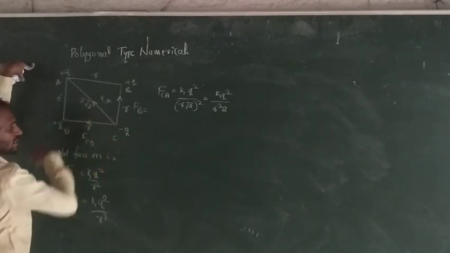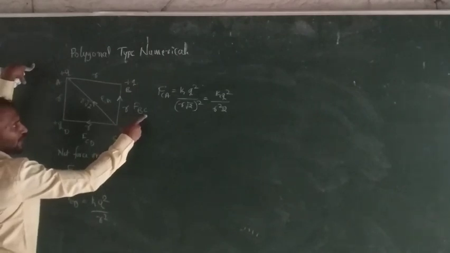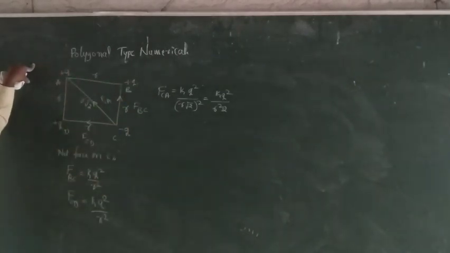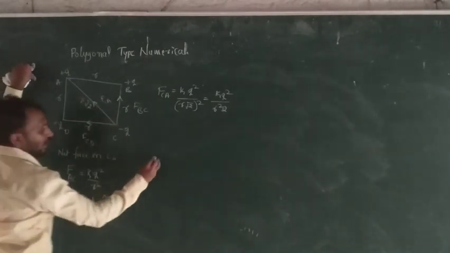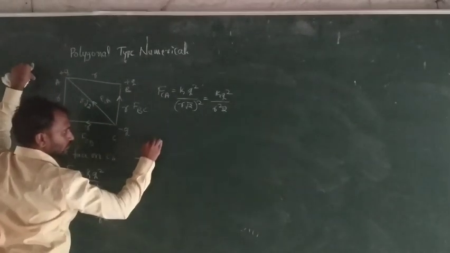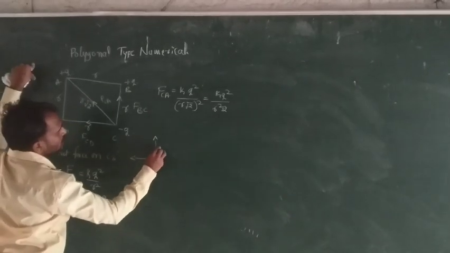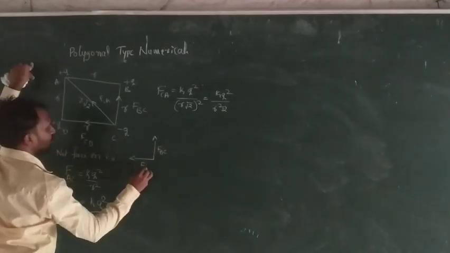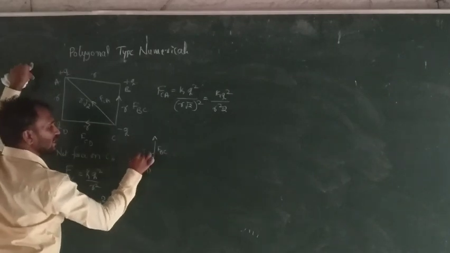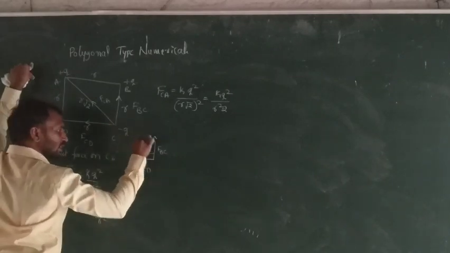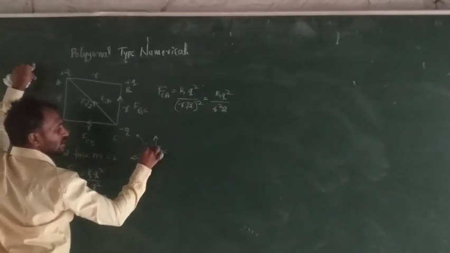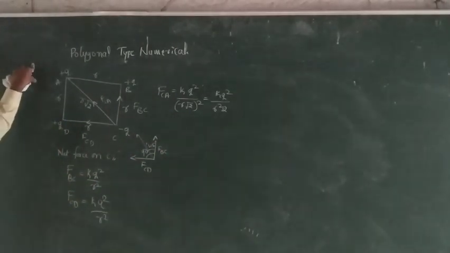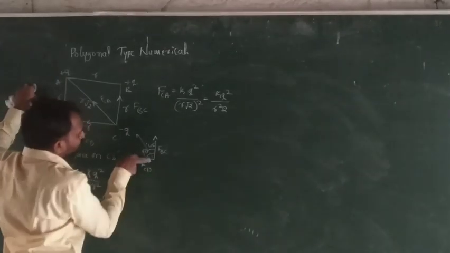So the force FCD is present in this direction and the force FBC is present in this direction, then we get a resultant force in this direction. This one is FBC and this one is FCD, and the angle in between is 90 degrees. It means here we get a resultant force, and this theta we consider 45 degrees. So, net force.